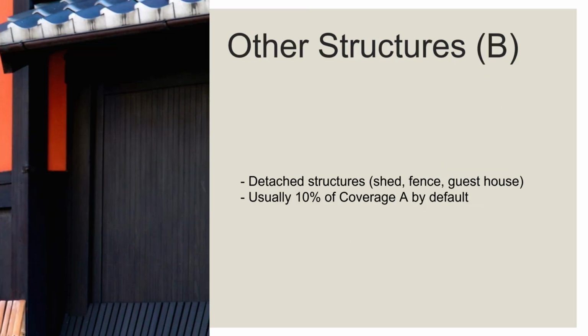Coverage B protects structures on your property that aren't attached to the main house. Here's what you should know. Automatic limit. Most policies provide 10% of the dwelling limit for other structures. For a home insured for $300,000, that's $30,000 for sheds, fences, and detached garages.